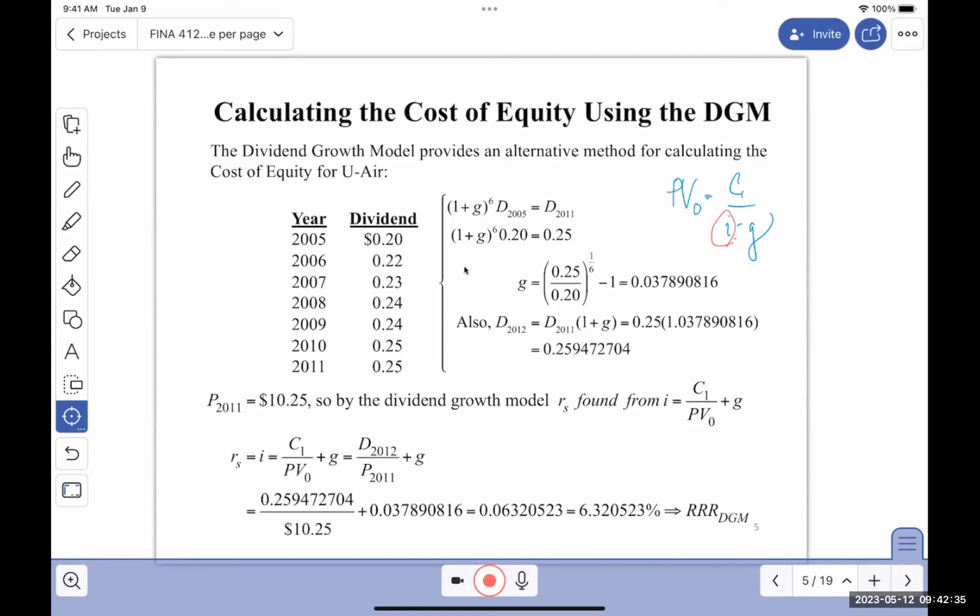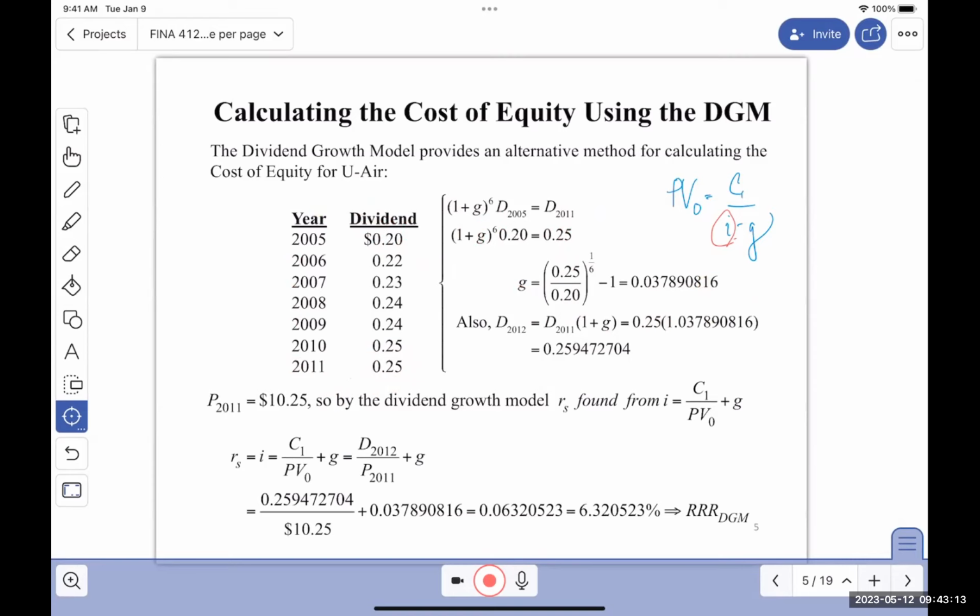So what I do here is I force G to exist by saying that the first one in 2005 with 6 years of growth will give me the last one in 2011, the upcoming return. So I know the dividend is going to be in 2011, 25 cents. So I give you this whole table. To find the G, there has to be 6 periods of growth between the first one and the last one. So I can solve for it here.